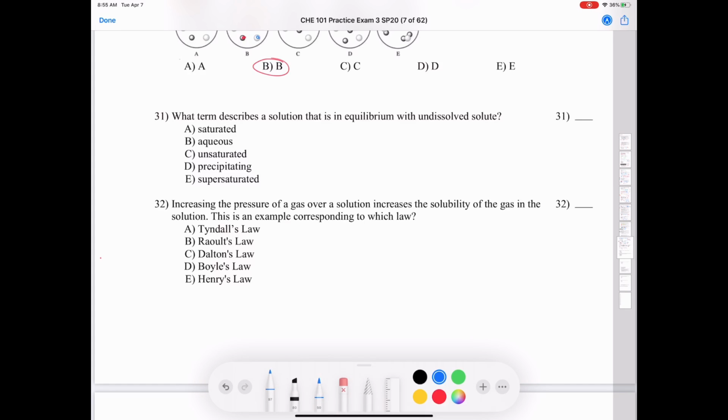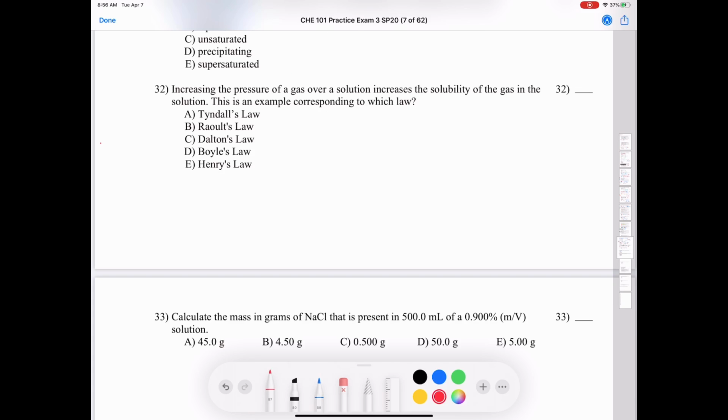Number 31, what term best describes a solution that is in equilibrium with undissolved solute? This is a saturated solution. Number 32 says, increasing the pressure of a gas over a solution increases the solubility of the gas in the solution. This is an example of which law? The law is Henry's law. And Henry's law states that the number of moles of a gas dissolved in a liquid at a given temperature is proportional to the partial pressure of the gas above the liquid. So it's a good idea to have Henry's law memorized.